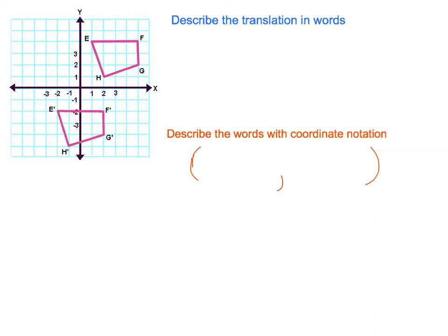Okay, so if I'm going to describe the translation in words, remember I'm concerned with left or right first and then up or down.